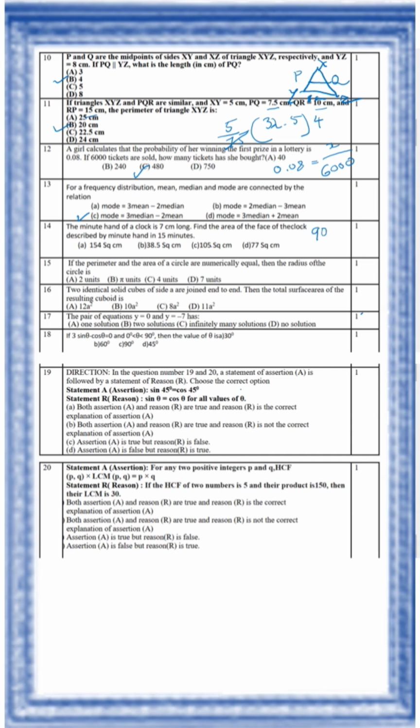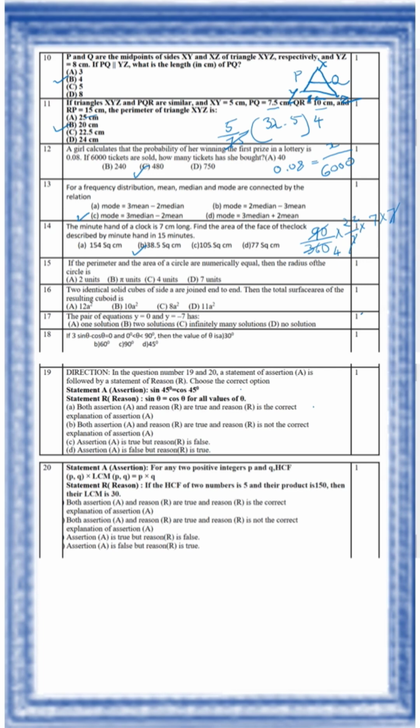90 by 360 into pi, which is 22 by 7. Radius is 7 into 7. Here 7 and 7 get cancelled. 9 ones are 9, 4 fours are... Here if you calculate further, option B is correct.